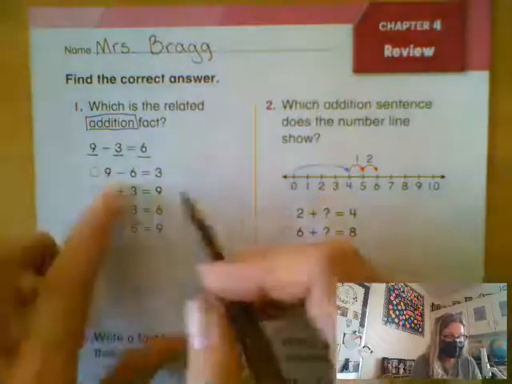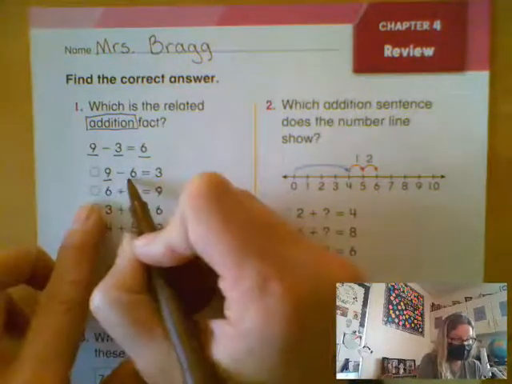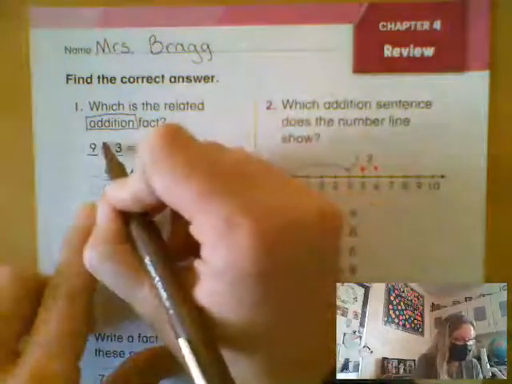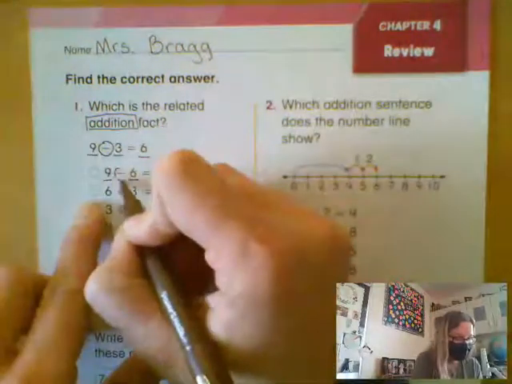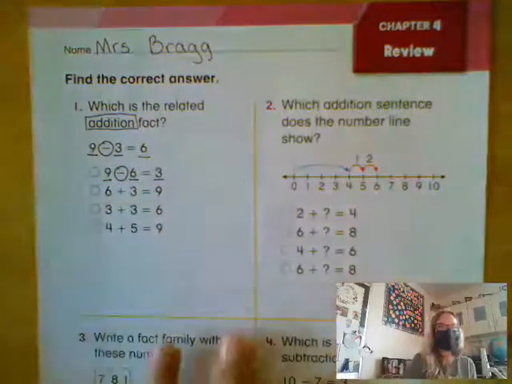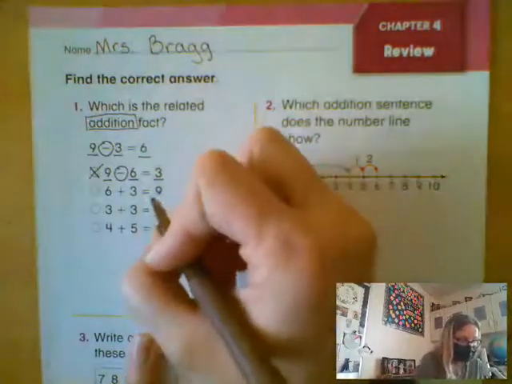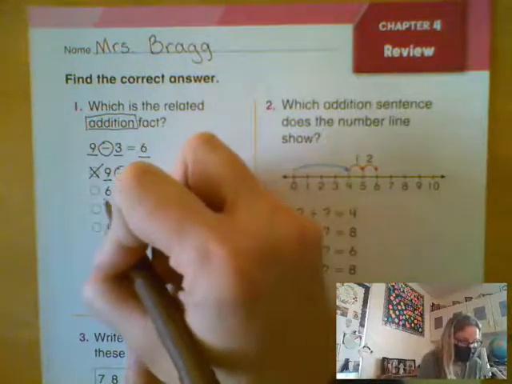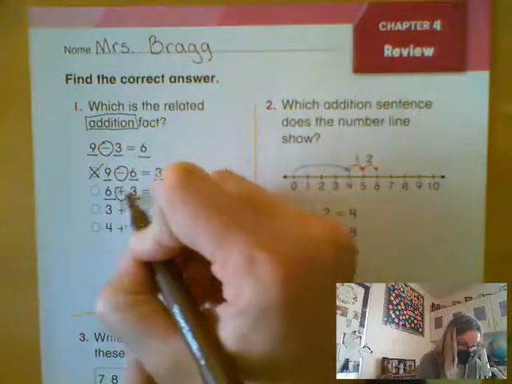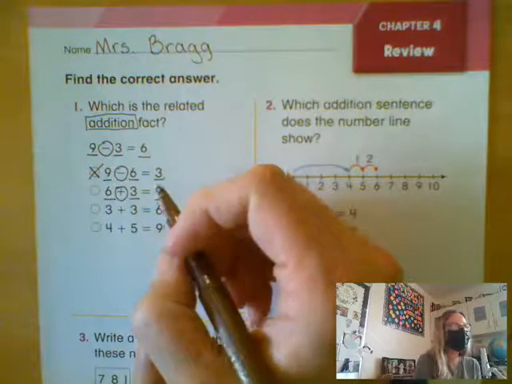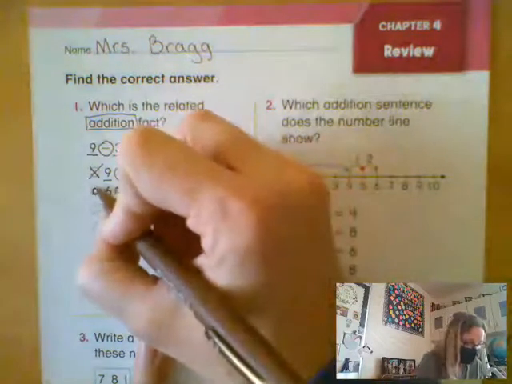So this one has 9, 6, and 3, so it fits into the family. But is it an addition sentence? No, so number 1 won't work. This one has a 9, a 3, and a 6. It's an addition sentence. 6 plus 3 equals 9. Does that work? Yeah, so go ahead and fill in that bubble.